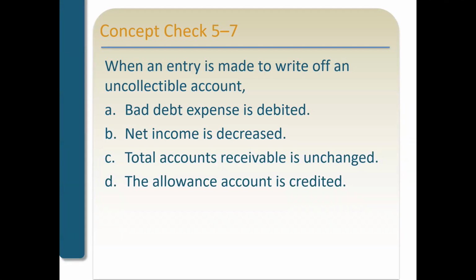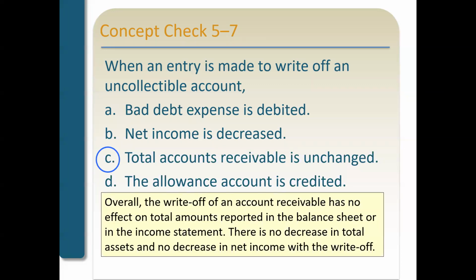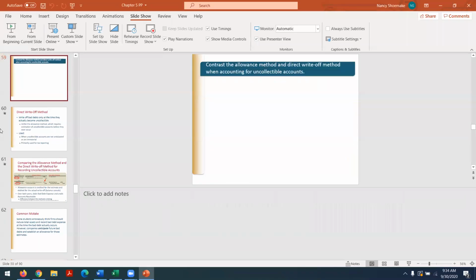When an entry is made to write off an uncollectible account, ultimately the total accounts receivable is unchanged. Because when we actually write off an account, we debit our allowance for uncollectibles, we credit our accounts receivable. Overall, it's not going to affect our balance. Let's do another one.